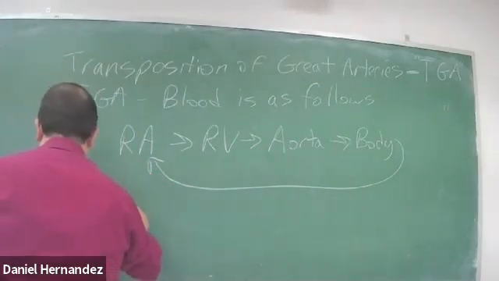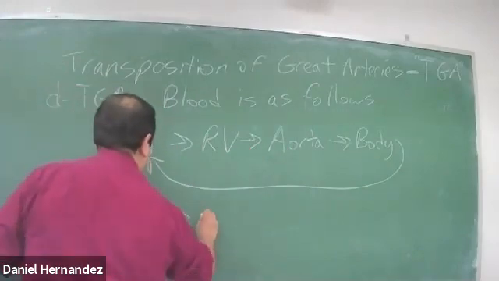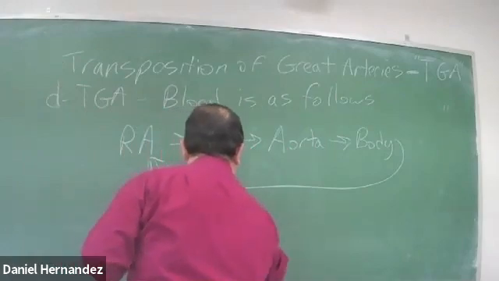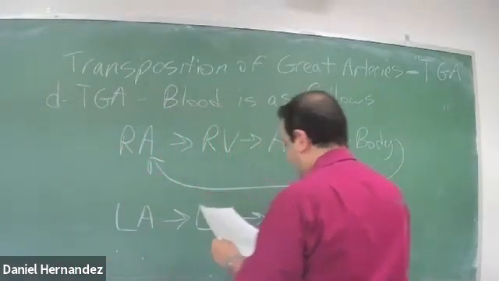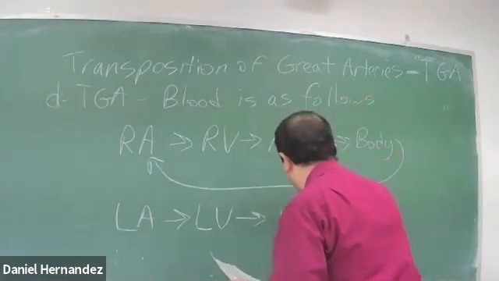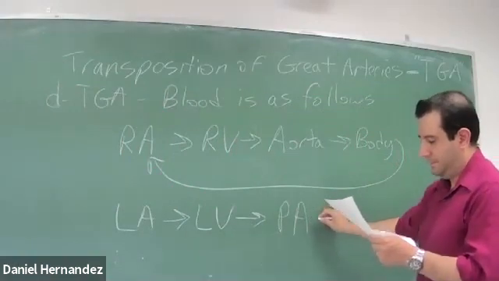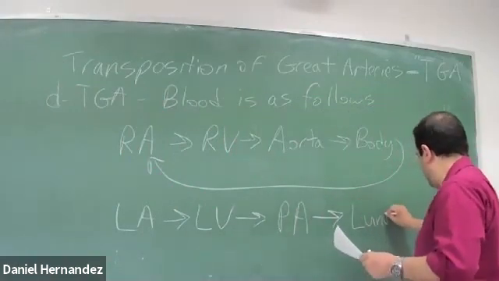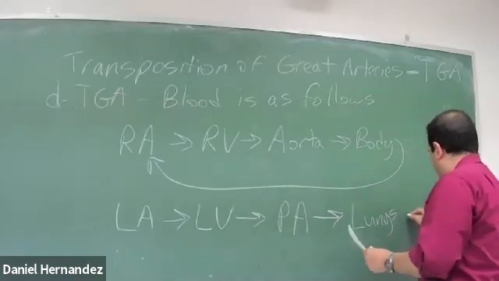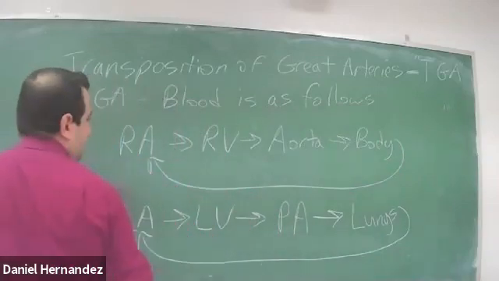Meanwhile, pulmonary venous return is as follows. We have the left atrium, the left ventricle, goes into the pulmonary artery, the PA, the lungs, and back to the LA again.